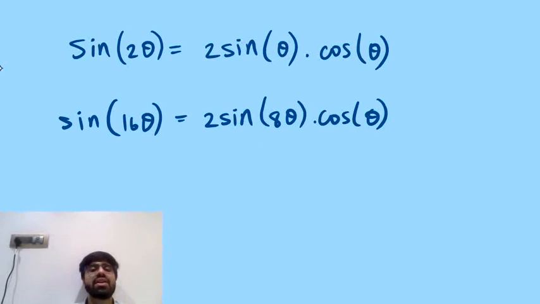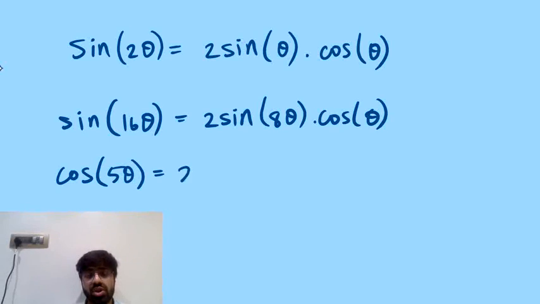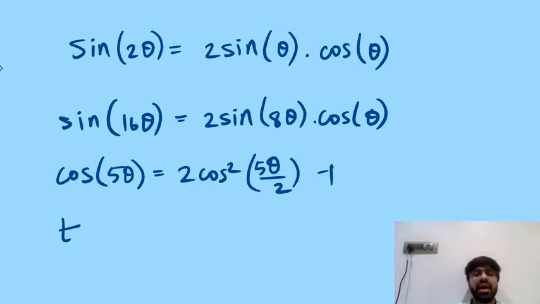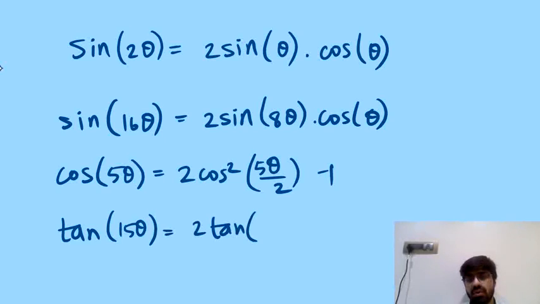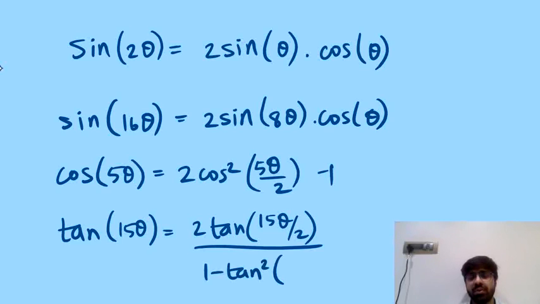In a similar way, what if I ask you cos, let's not say 2 theta, let's say cos of 5 theta. Cos 5 theta, you can write it as 2 cos square. Keep in mind the angle here has to become half, because for the formula of cos 2 theta, we had a cos theta on the right. 2 theta became theta on the right, so the angle here will become half on the right hand side. So this will be 2 cos square 5 theta by 2 minus 1. What if I ask you tan 15 theta? You can write it as 2 tan 15 theta by 2 divided by 1 minus tan square 15 theta by 2.